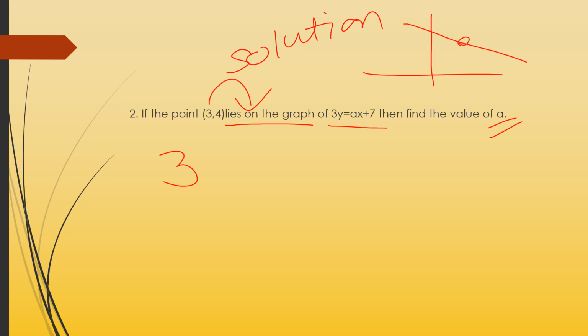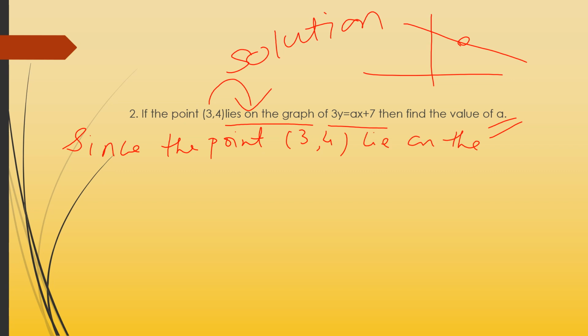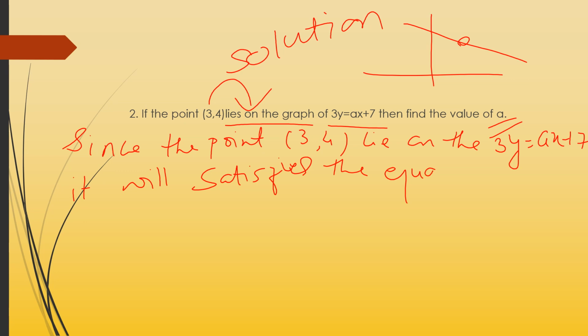The statement part you must write down: since the point (3, 4) lies on the equation, I'm directly writing the equation y is equal to ax plus 7. It satisfies the equation, so directly substitute the value.